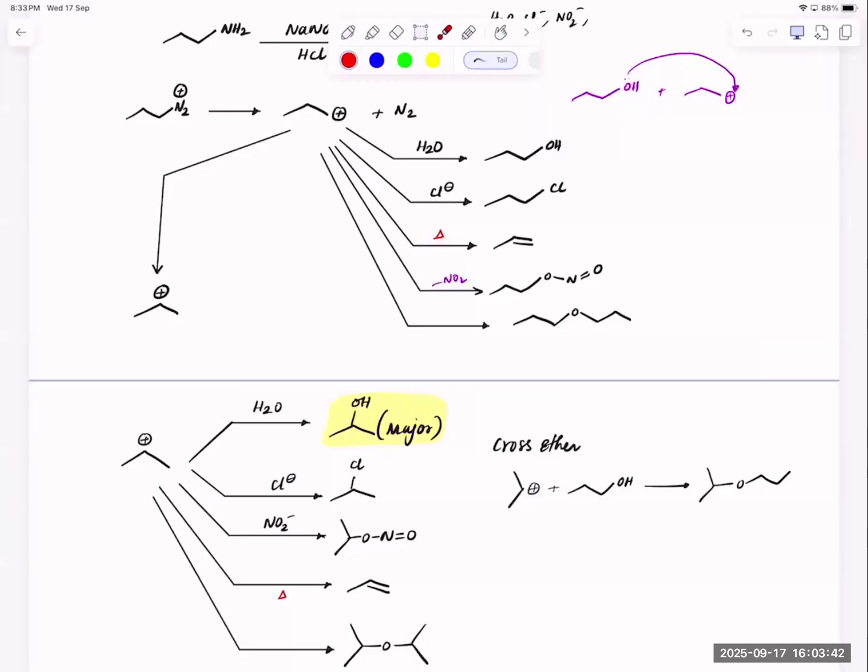Major product, because the water content is more in here, so the major product always has to be alcohol. Clear? So remember, the major product is always alcohol in this case. Okay.